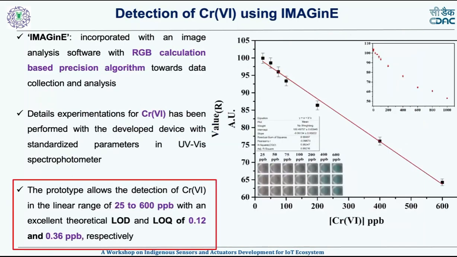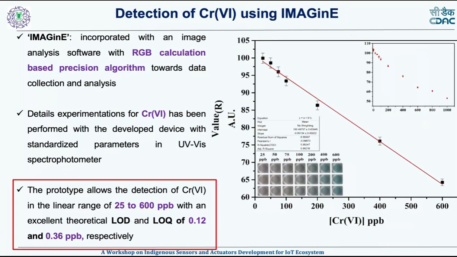So these are some of the results which are validated or developed in CDAC, using a chromium detection technique with the TMB that we had discussed earlier. You can see that in this particular case, the LOD, or limit of detection, and the limit of quantification also give very low values, that is 0.12 ppb and 0.136 ppb.